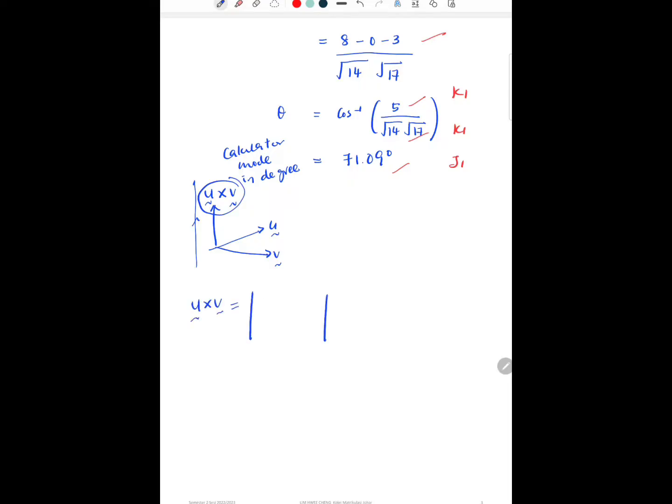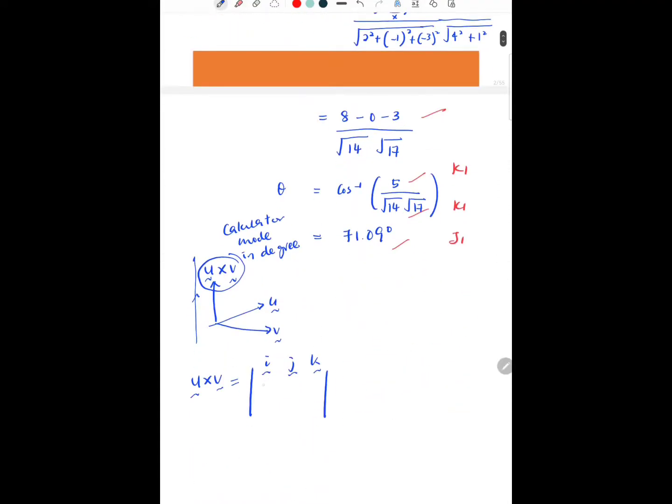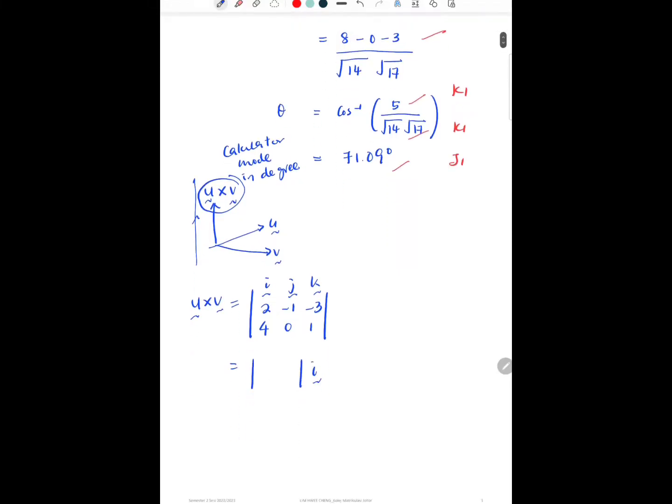Okay, so cross vector dia kita buat, okay, kita cari vector u apa, 2, -1, -3 kita masukkan, 2, -1, -3, and then we have vector v 4, 0, 1. Okay, kita ambil dia punya cross product. Okay, this is for i kita cancelkan, kita ambil j dengan k, kita cancelkan i, maknanya kita masukkan -1, -3, 0, 1. Itu maknanya untuk i.